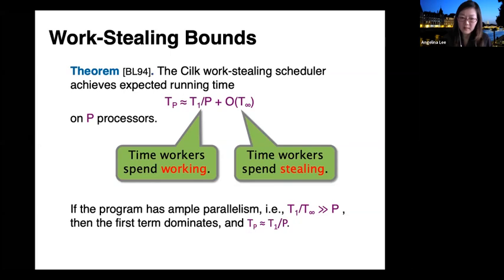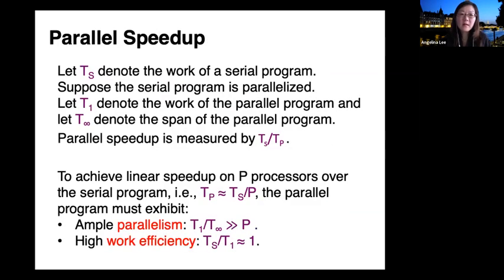And so in this case, assuming your application has ample parallelism, the scheduler is likely to achieve linear speedup because TP will be roughly equal to T1 divided by P. Now, coming back to the parallel speedup, earlier we mentioned we want to measure it by taking TS divided by TP, right? And so in order to achieve linear speedup on P processors over the serialization of the parallel code, meaning we want TP roughly equal to TS divided by P, then the parallel program must exhibit two properties.